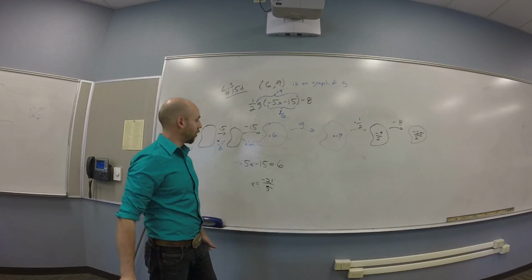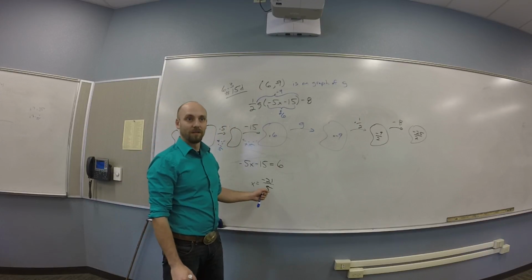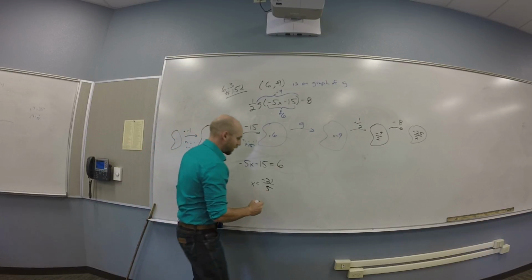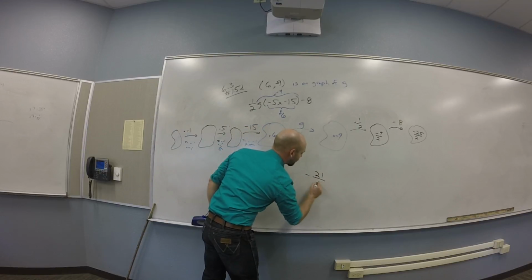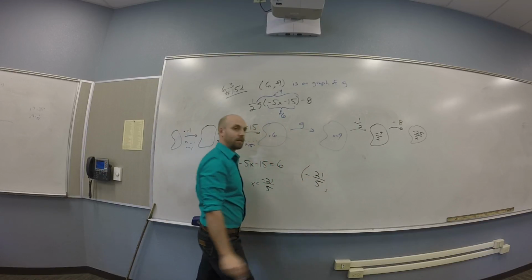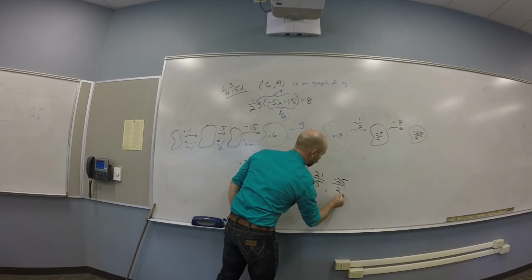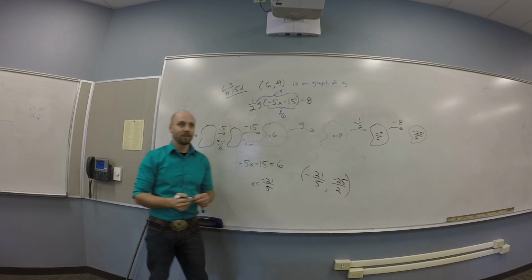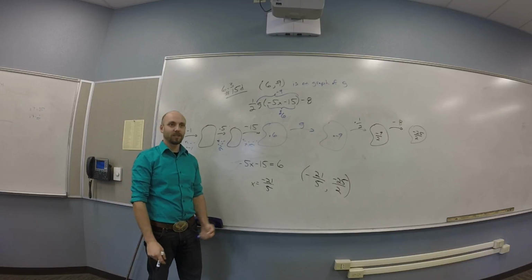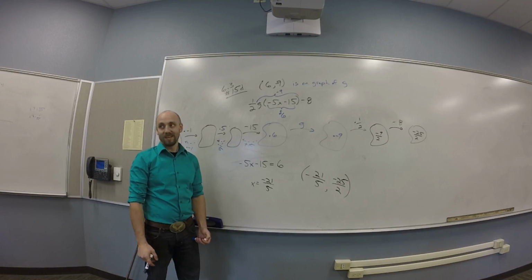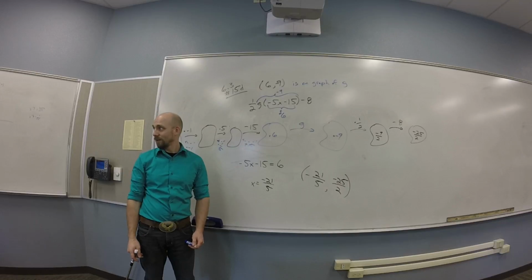Okay, so what's your point? Negative 21 over 5 is the x value, and the y that goes with it is negative 25 over 2. Do I have any more inkling what the hell g does in this whole process? No, I didn't learn anything about g. Is that okay? Yeah, sometimes you don't know anything else.